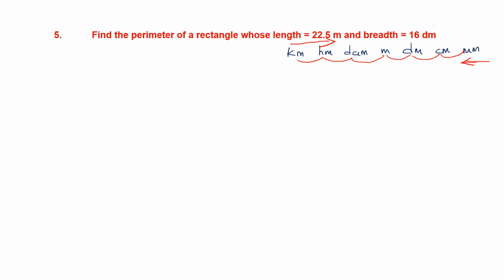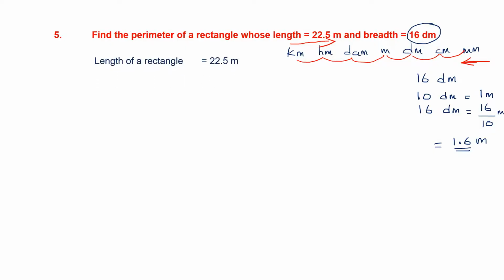Given to us here is 16 decimeters, and we are going to convert it to meters. So 10 decimeters make 1 meter. Therefore, 16 decimeters will make 16 by 10. We have to divide it by 10 to get meters. So 16 by 10 is 1.6. We just move the decimal point, so it becomes 1.6 meters. So now we have this, we can find our perimeter.